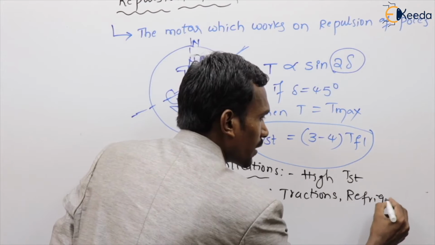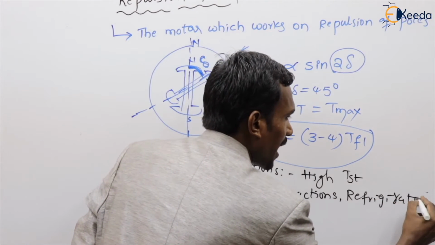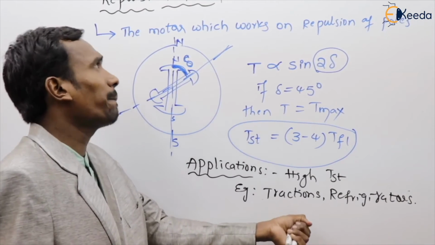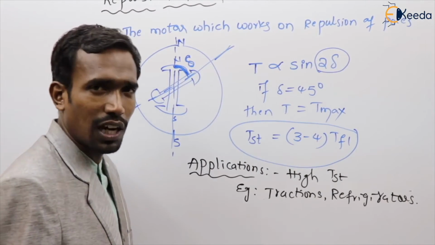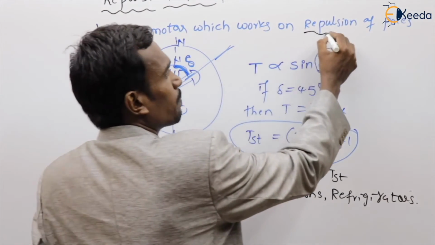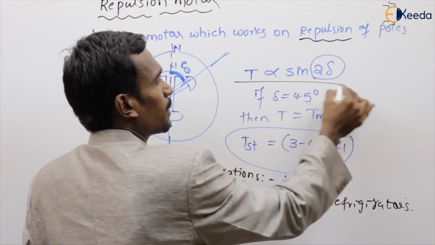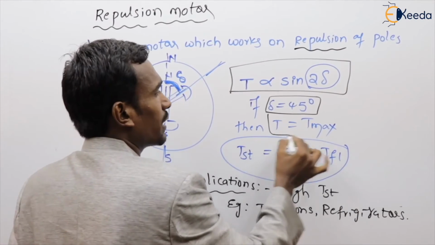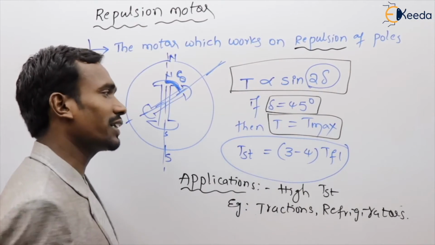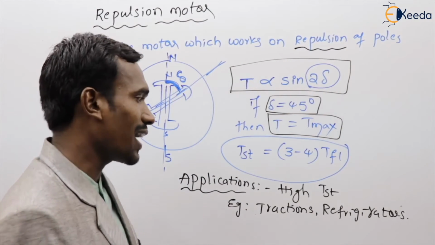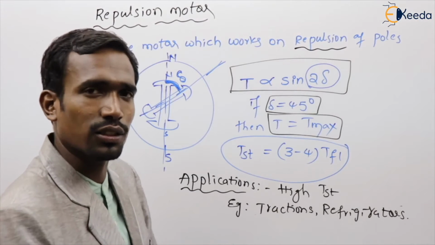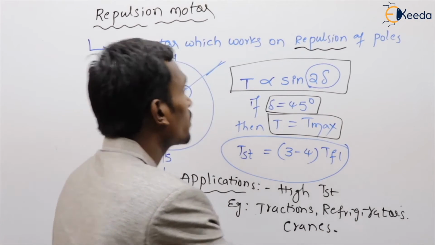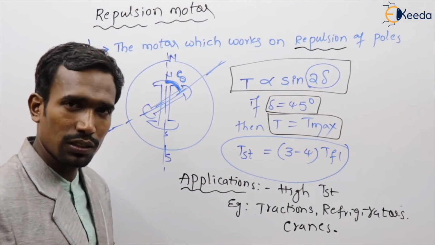Refrigerators, traction, cranes. These are the applications of the repulsion motor, which works on the repulsion principle. Torque is directly proportional to sine 2 delta. When delta is 45 degrees, torque is maximum. Starting torque is very high. This is about the repulsion motor.